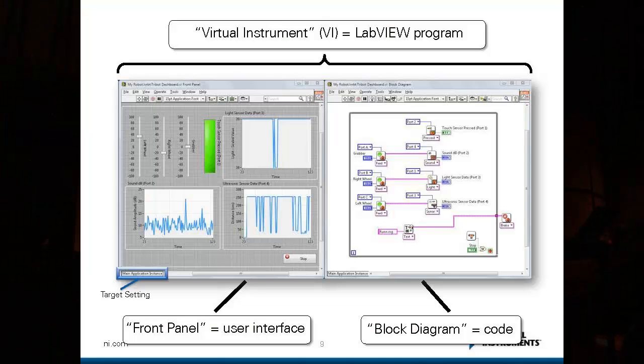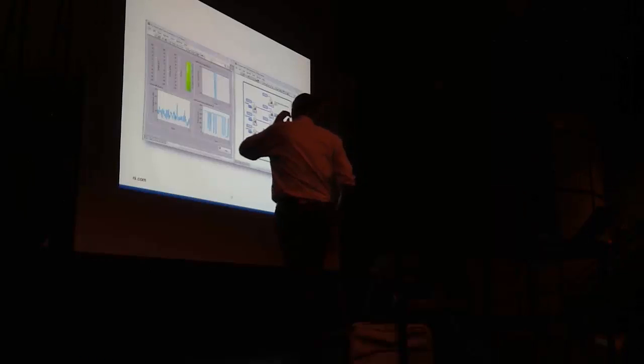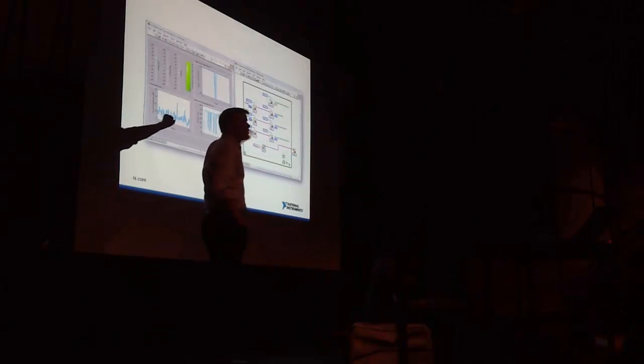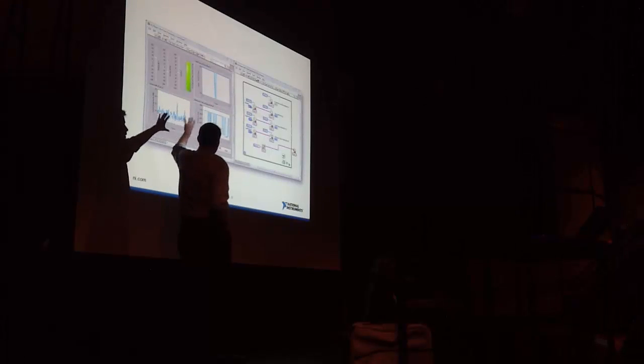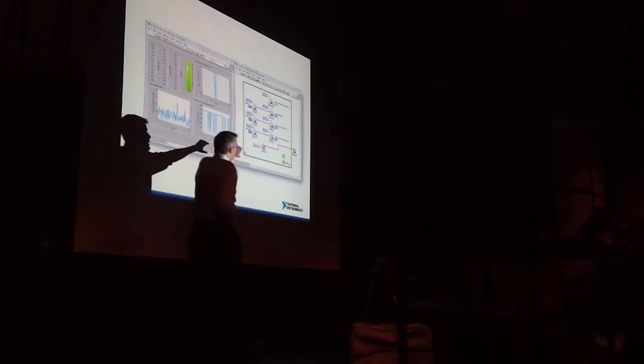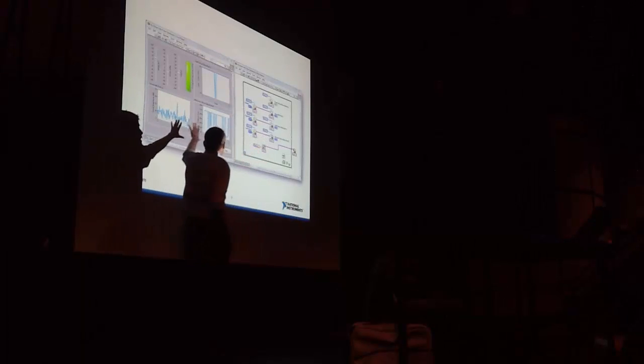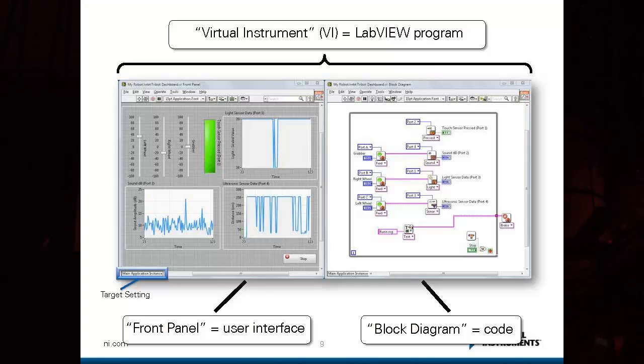So let's talk about LabView, right? What LabView is and how you program LabView. In general, when you create a program in LabView, it's called a VI. VI stands for Virtual Instrument, and a VI always consists of two components. One component is the front panel, and the other is the block diagram. The front panel is where you can create your user interface, so you can see values, you can display values. And on the other side, you have the block diagram, and there you write your code.